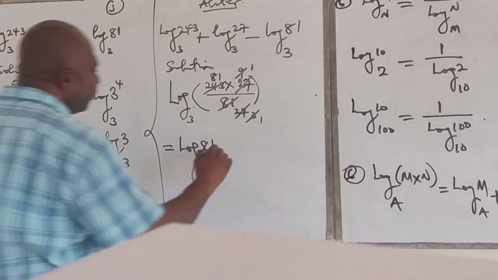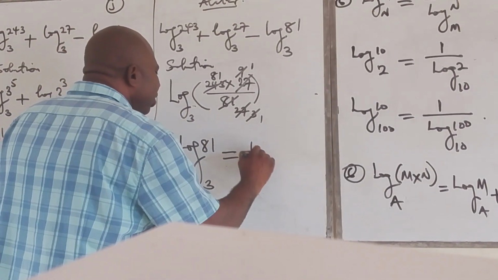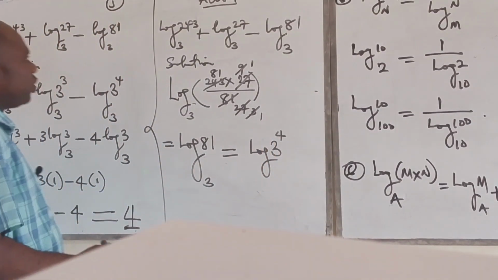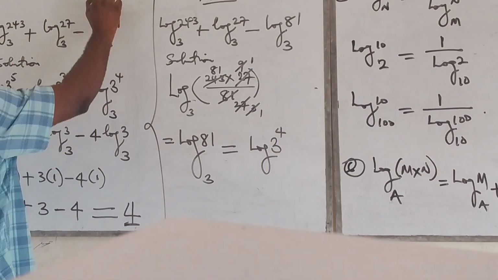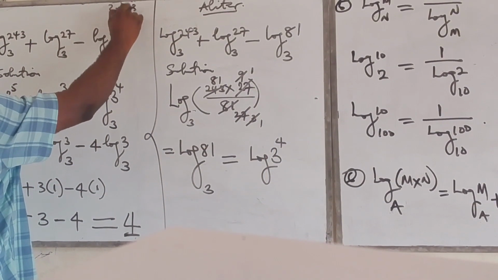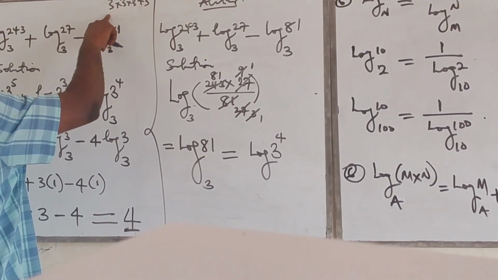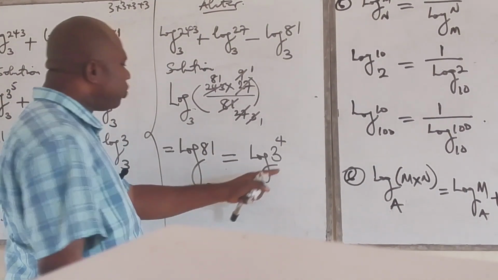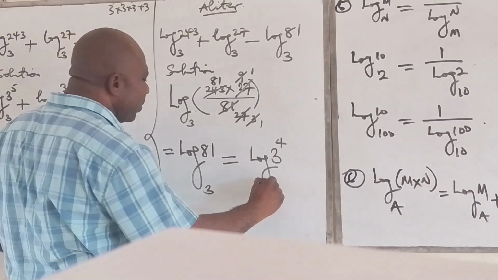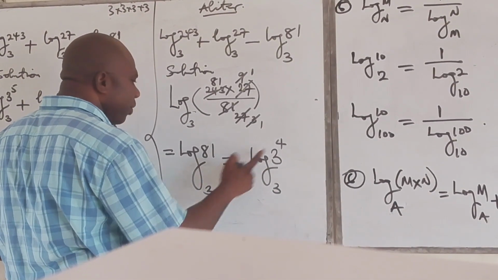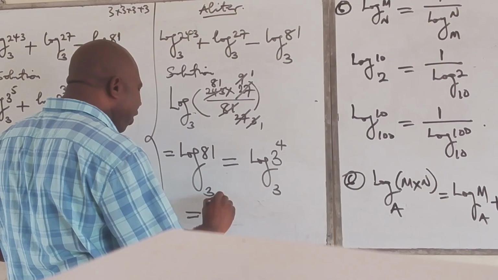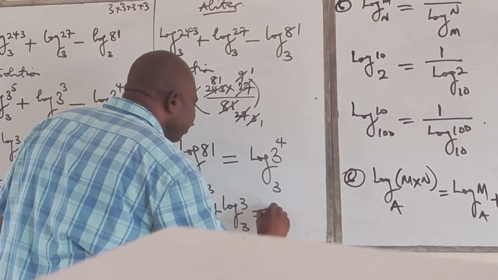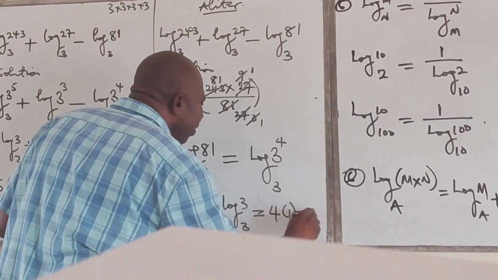So the whole of this is the same as saying log, this 81 is 3 raised to the power of 4, because 3 times 3 is 9, 9 times 3 is 27, 27 times 3 is 81. So 3 raised to the power of 4 is 81. So here we have base 3, and the 4 will fall back. So we have 4 log 3 base 3, which is the same as 4 times 1, and that will give us 4.